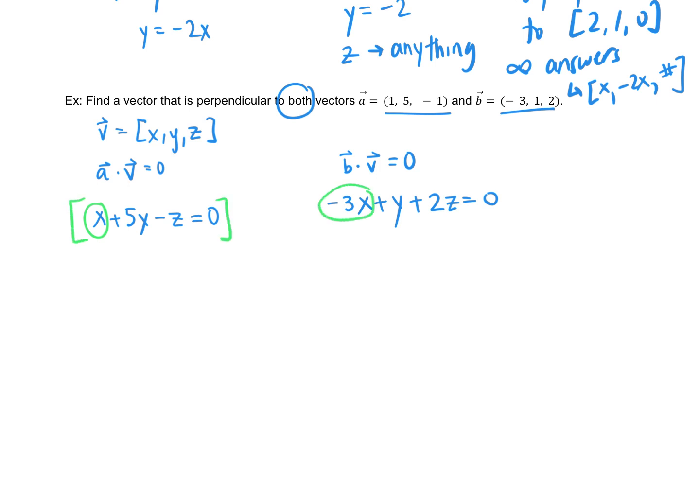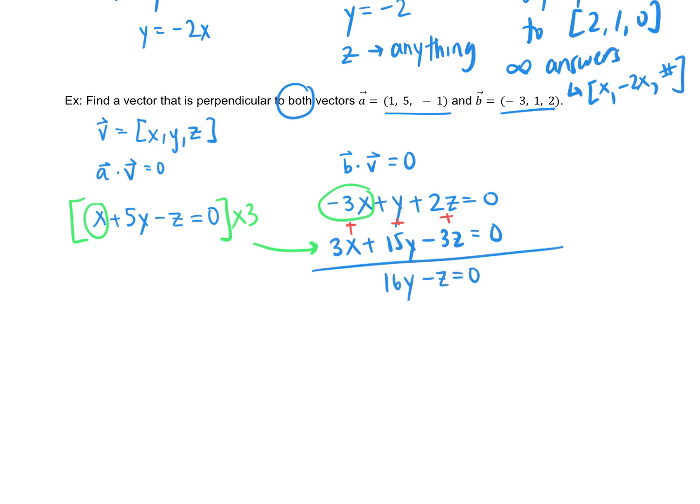So I'm going to multiply this first equation by 3, and I'll just place it over here. That'll be 3x plus 15y minus 3z equals 0. And if I want to eliminate those x's, I'm going to add my lines, and I end up with 16y minus z equals 0. I'm going to bring that negative z over to the other side. And here's what I get for now. Now I'll take this, because I have nothing else I can really do with it, and plug this in for z in that first equation and see what I get for x.